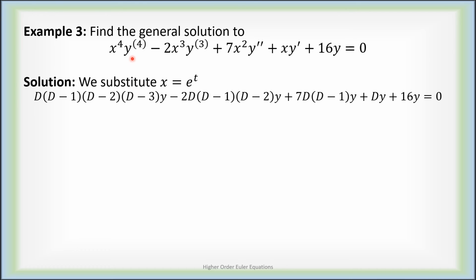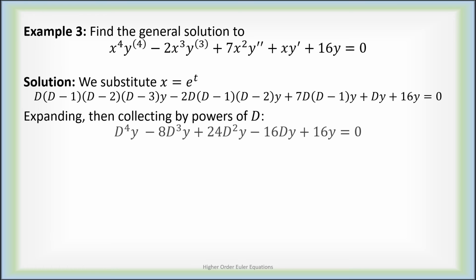Specifically, x to the fourth y fourth derivative gives us D(D minus 1)(D minus 2)(D minus 3) of y. x cubed, third derivative of y, D(D minus 1)(D minus 2). x squared, y second derivative, D(D minus 1). x, y first derivative, D, nothing here, leave it alone. Now we just have to distribute all of these polynomials in the operator D. We're then going to collect by like powers of D. Eventually, what you would end up with in this problem is D to the fourth y minus 8D cubed y plus 24D squared y minus 16Dy plus 16y equals 0.